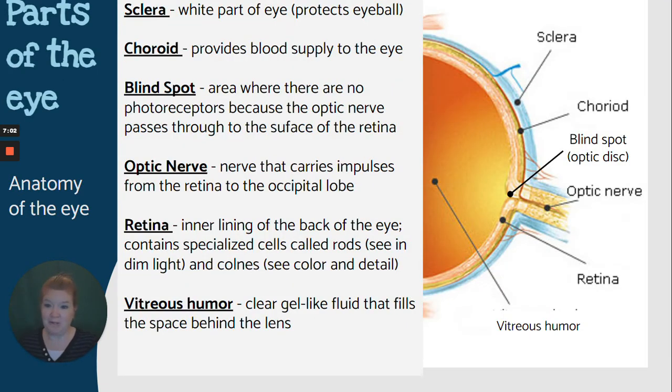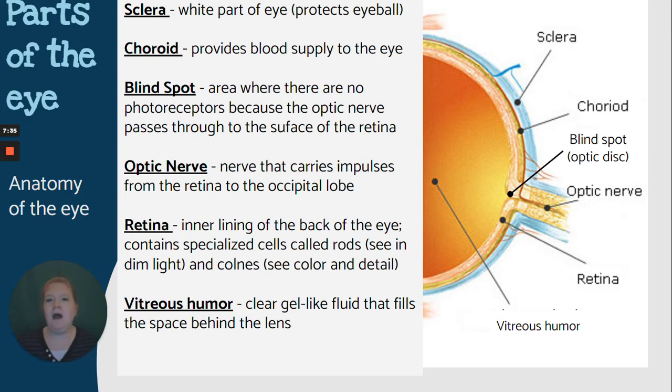Now we're going to go to the posterior part. So we have the sclera. That's the white part of the eye. So you can see it around your iris in the front, but it continues all the way around your eyeball. We have the choroid. The choroid provides blood supply to the eye. And the choroid is located between the sclera and the retina. So we have sclera around the outside, then we have choroid with the blood vessels, then we have retina on top.